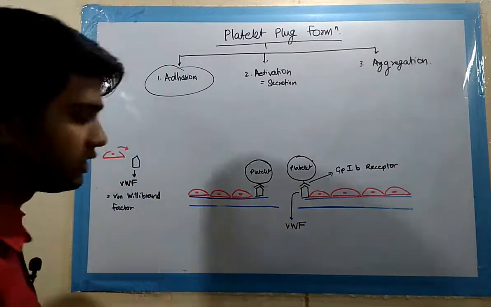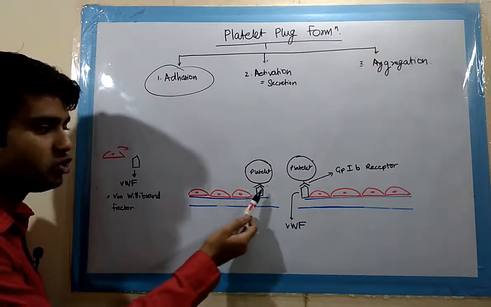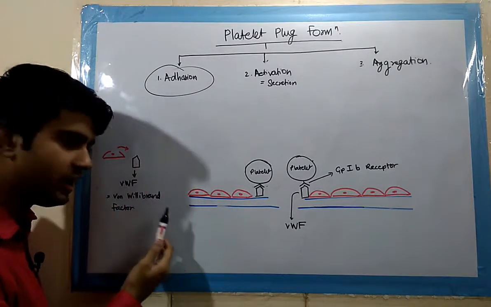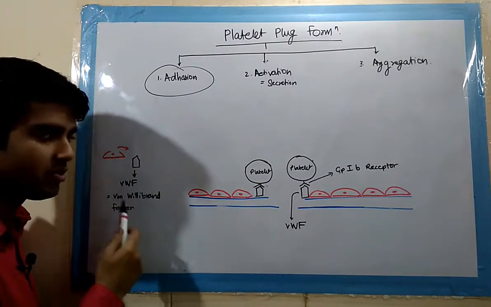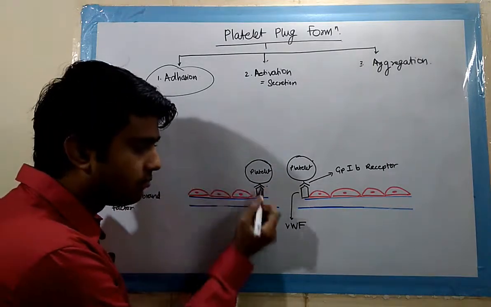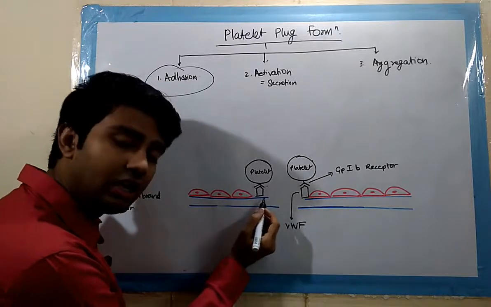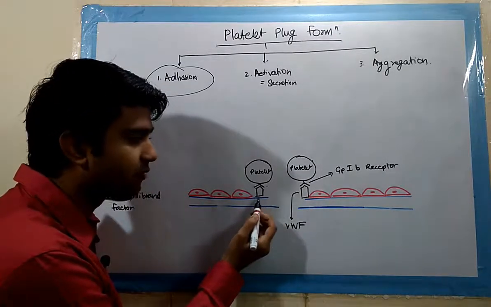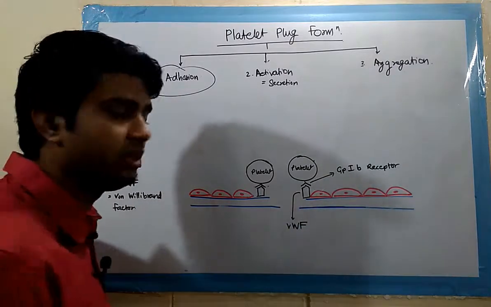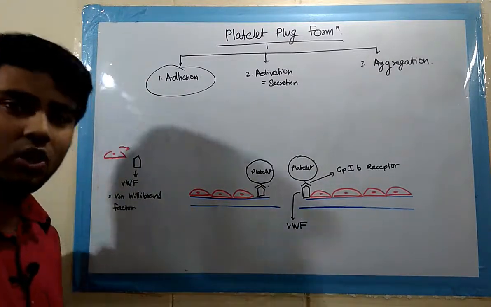And the second important thing that happens is, due to the damage of the endothelial cells, they release a protein which is called von Willebrand factor, right? Now, this von Willebrand factor comes and binds to subendothelial connective tissue on one side, and from its other side, it binds to platelet through its glycoprotein 1b receptor. So this was all about adhesion.